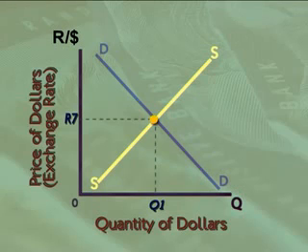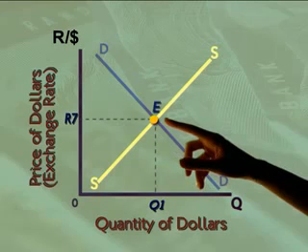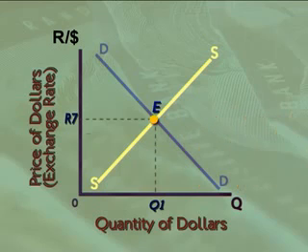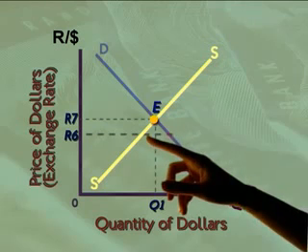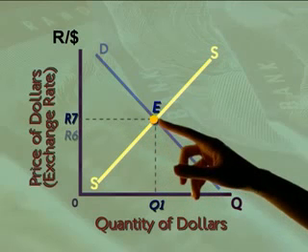What does this graph tell us? First, the demand and supply curves intersect at a price of 7 Rand to the US dollar. That makes the equilibrium price. But what happens if the price of the US dollar is less than 7 Rand? At 6 Rand, for instance, there's an excess demand for dollars, and an excess will push the price back up.